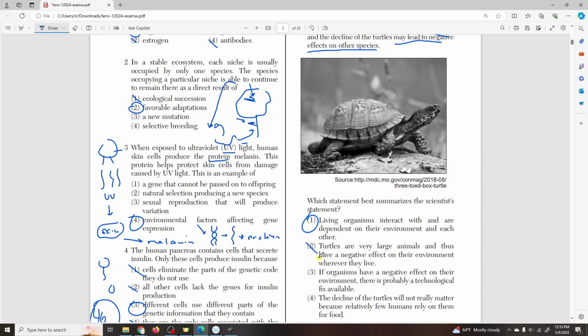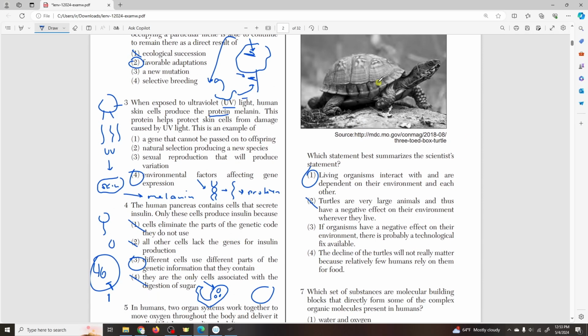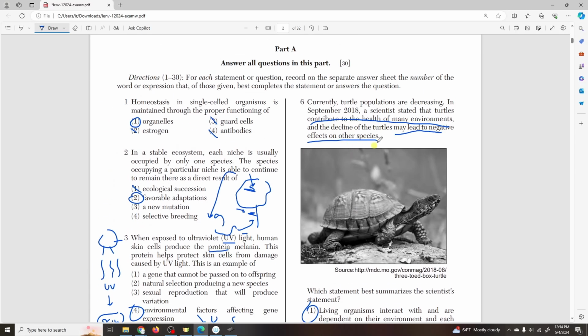This is false, right? Because no one said that turtles are large animals in his statement. Nowhere here does it say that turtles are bad or that they're large animals. They can be small. Number 3 says if organisms have a negative effect on their environment, there is probably a technological fix available. Though this may be true, that's not what he said. He said nothing about technology.